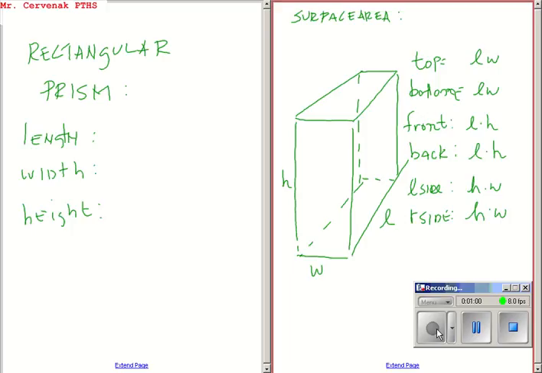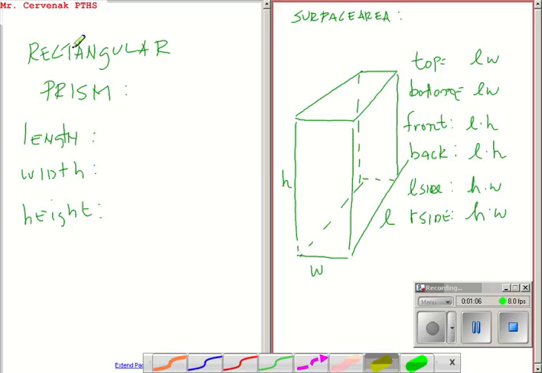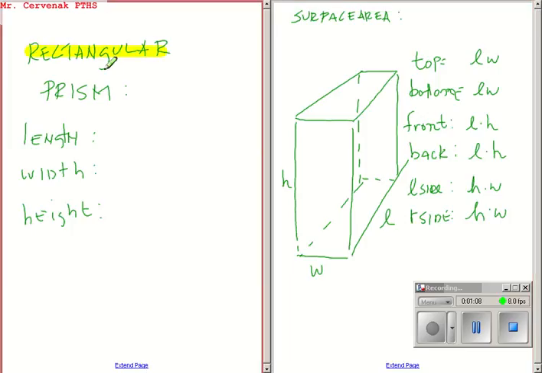However, we are going to focus on a rectangular prism here in PSSA Math 9. Every rectangular prism can be described in terms of its length, its width, and its height.